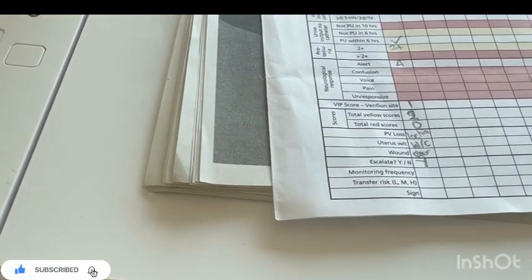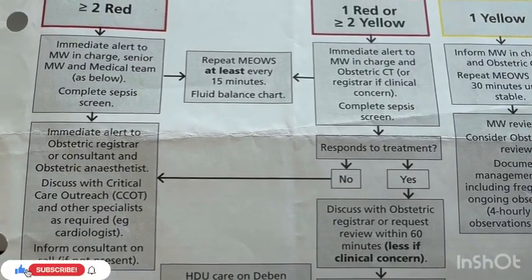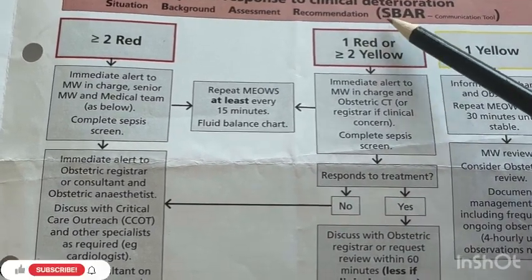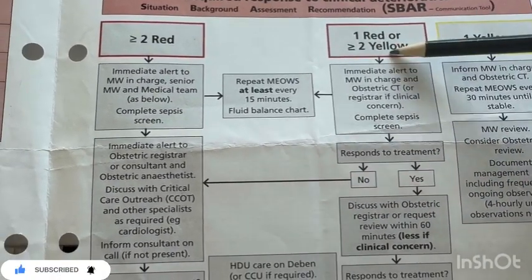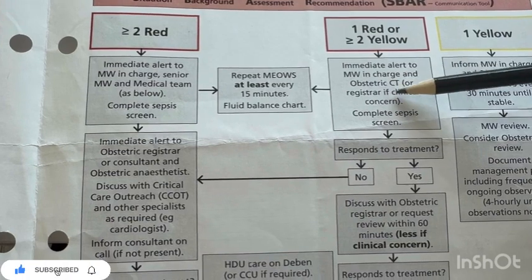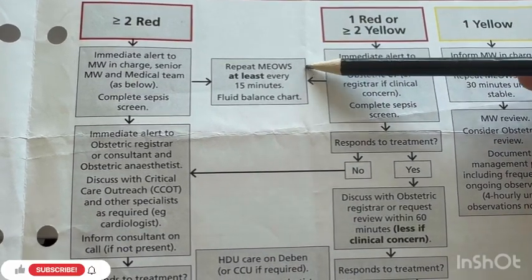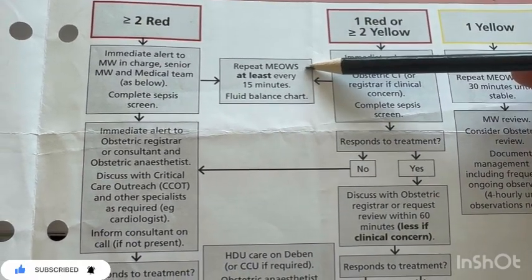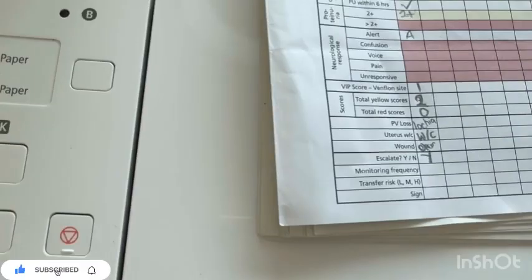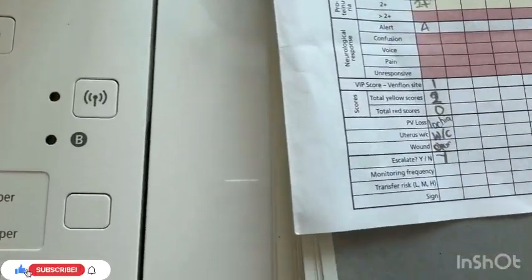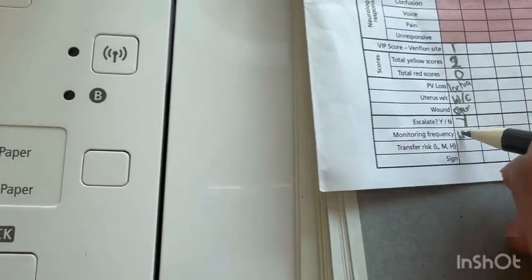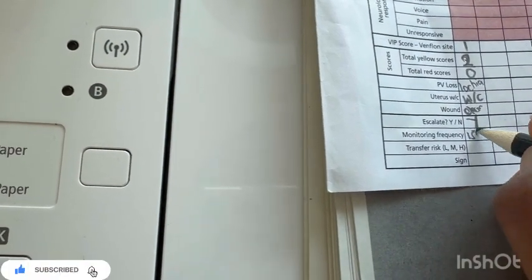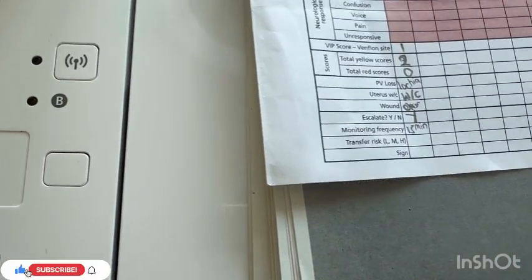Let's go and have a look. So here we can all see, this is it. 1 red or 2 or more yellows, this is what we do. It is going to be every 15 minutes. So we are going to put 15 minutes there. That means our frequency is going to be 15 minutes. So you put it on there like that.